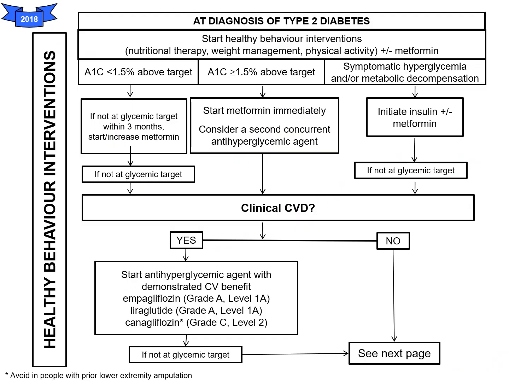Going back to the glycemic management of type 2 diabetes treatment algorithm, for people with clinical cardiovascular disease not reaching glycemic target, or for people without clinical cardiovascular disease not at target, the choice of the next antihyperglycemic agent is outlined on the next slide.